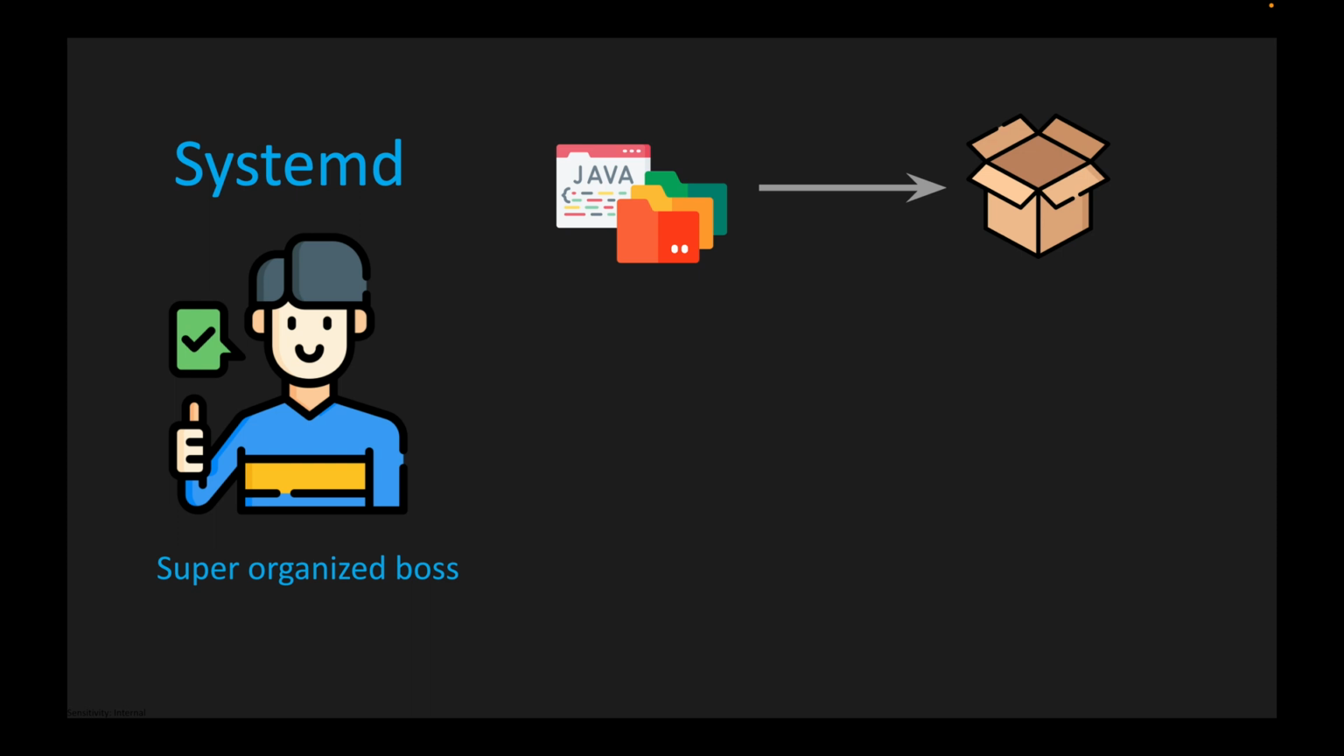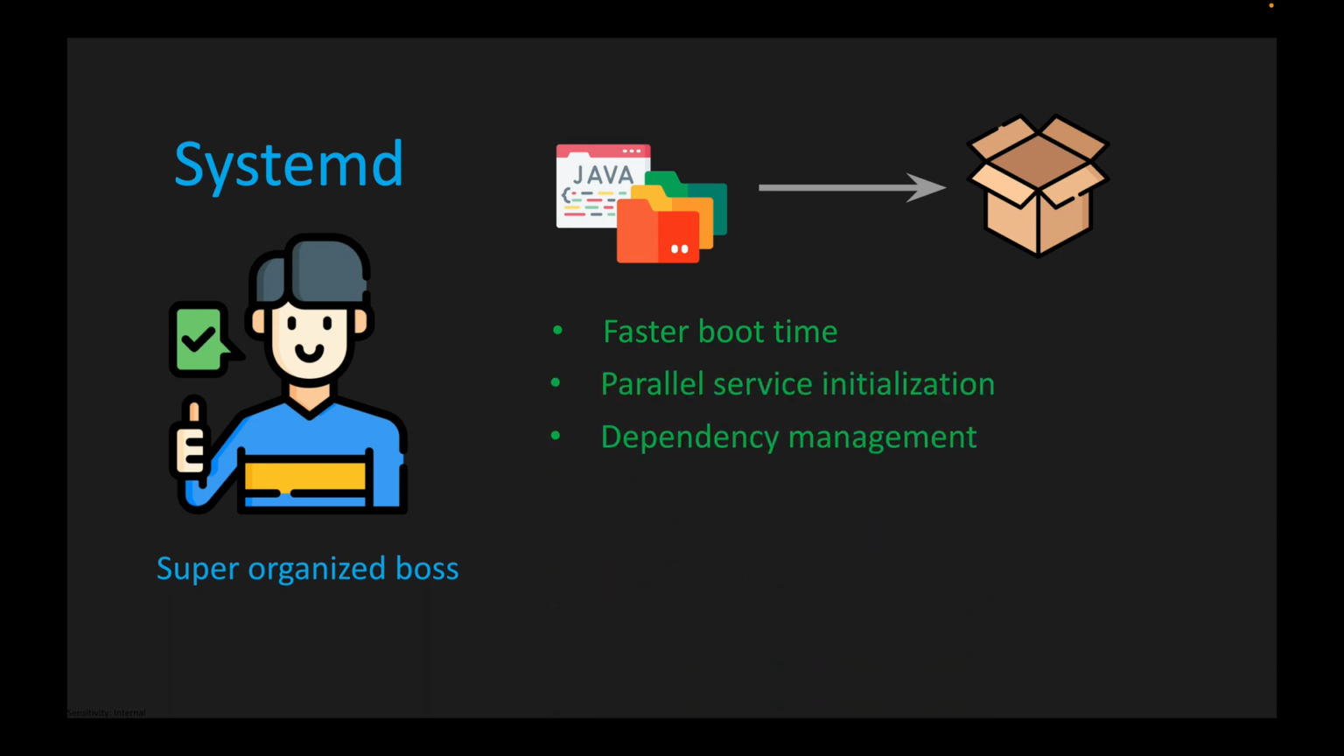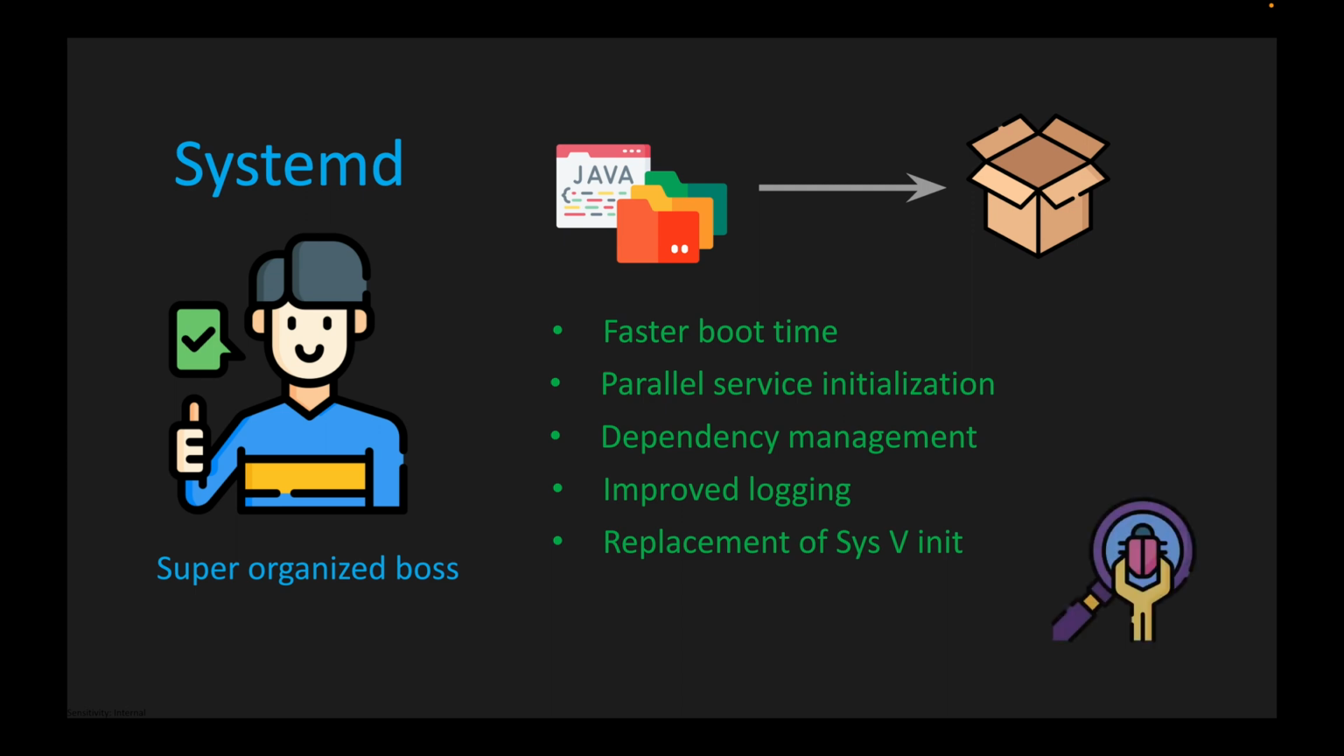It introduced several benefits, including faster boot times, parallel service initialization, dependency management, and improved logging. In a nutshell, systemd is a modern replacement of SysV init, and it manages all programs and services, makes sure that they start and stop at the right time, and keeps a record of what happens. It makes things run smoother and helps you to fix the problems if they occur.